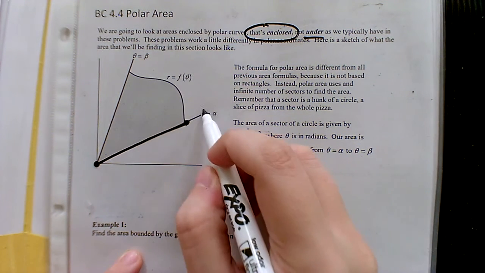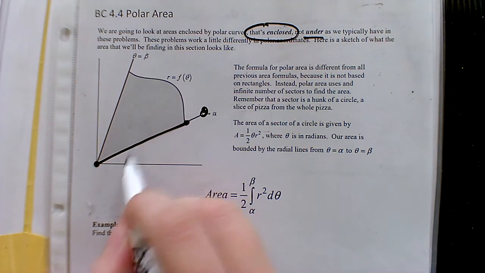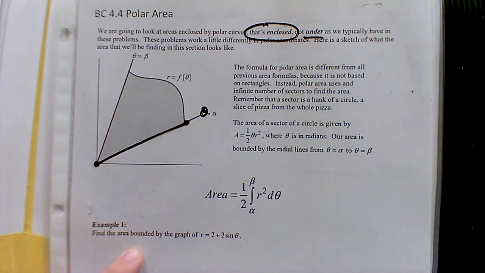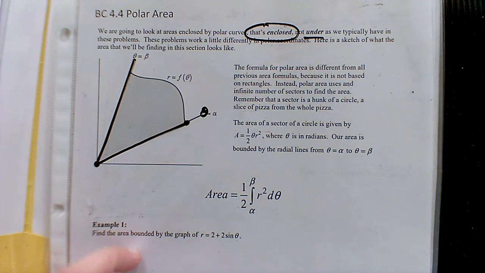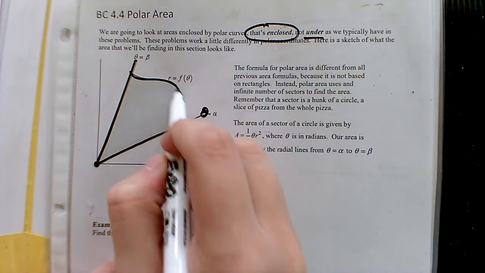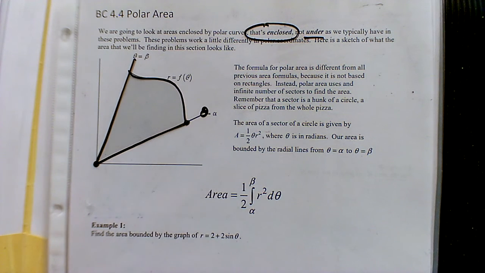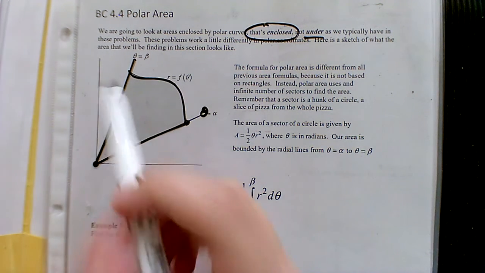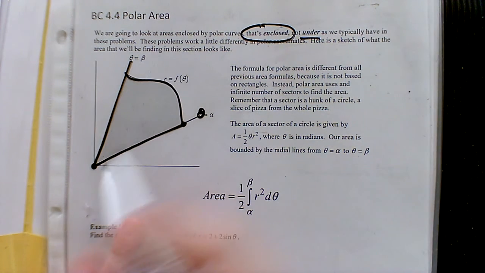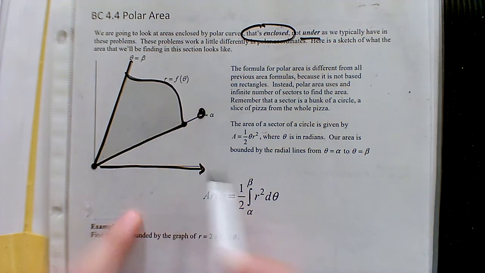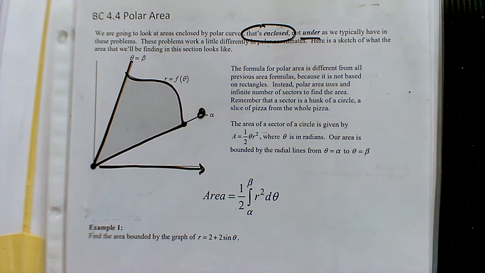So what we're looking at is between this angle theta that we rotated and this angle theta that we rotated, what is the area enclosed between those two angle rotations and that polar curve that we graphed. So it's not measuring to an axis like we did in Calc 1. It's the area enclosed between two angles of rotation. Do we see the difference between the two?